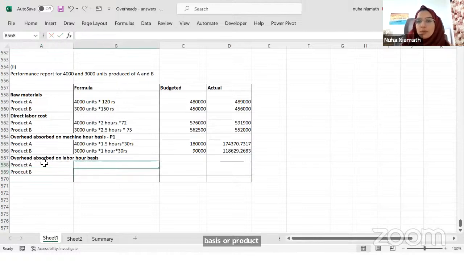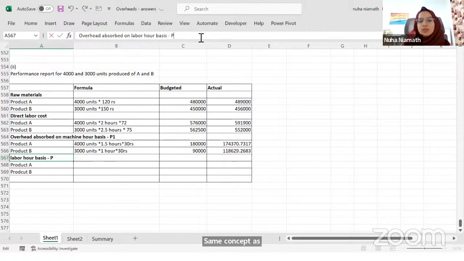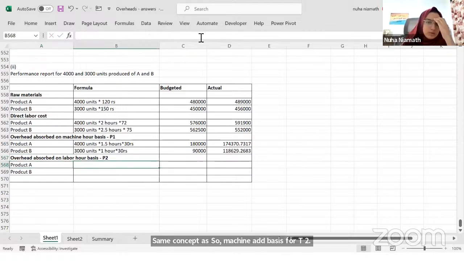Can someone give me the formula for product A on labor hour basis in the chat box? Same concept as the machine hour basis for P2. Please let me know the formula for product A and product B. 4,000 into 2 into 15 rupees. Great. 15 rupees. What is 15 rupees, Atira?